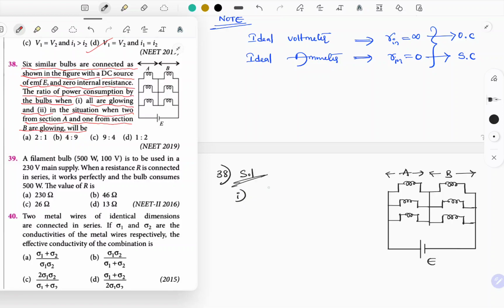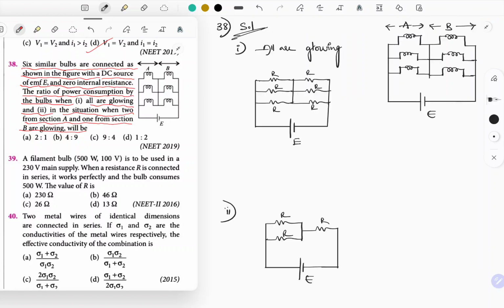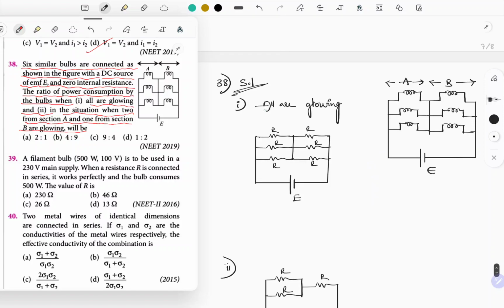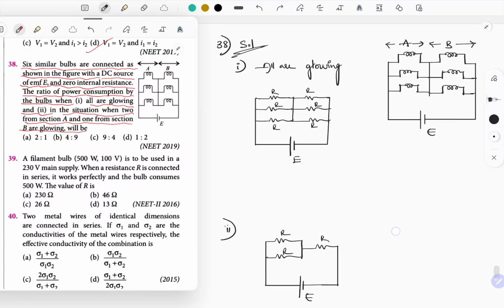In the first case, they said all are glowing. As all the bulbs are glowing, can we replace a bulb with a resistor? Yes. So let me replace a bulb with a resistor. If all are glowing, then we can replace the circuit like this. Just observe the diagram. In case 1, all are glowing, in the sense that all the bulbs can be replaced with a resistor, and they said they are similar bulbs. That means you can replace them with similar resistances.